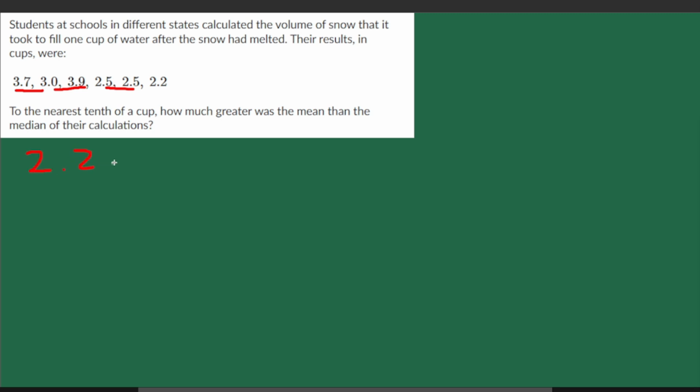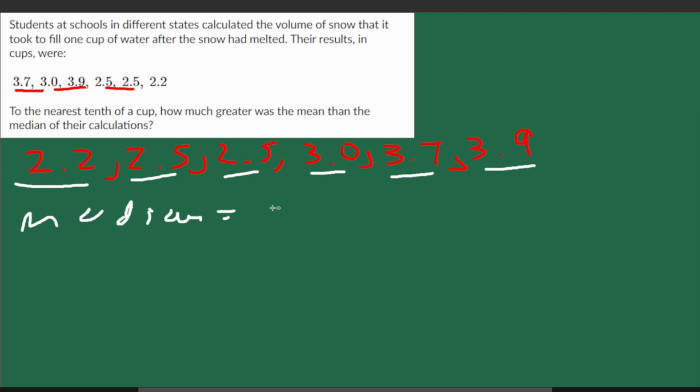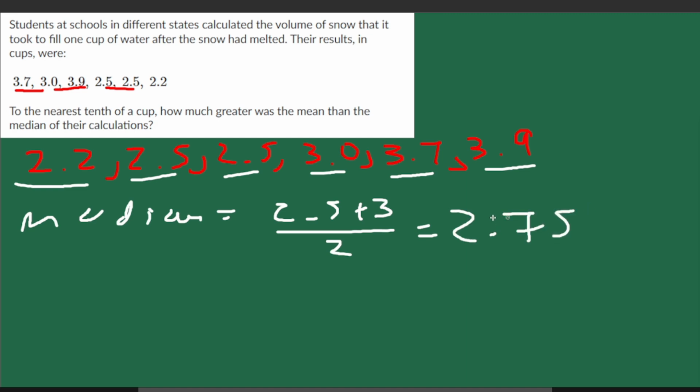So let's write it in order: 2.2, 2.5, 2.5, 3.0, 3.7, 3.9. Okay, so we have our numbers, 1, 2, 3, 4, 5, 6. So our median is just going to be 2.5 plus 3 over 2. Let's see what that actually equals. This is going to give us 2.75, right?